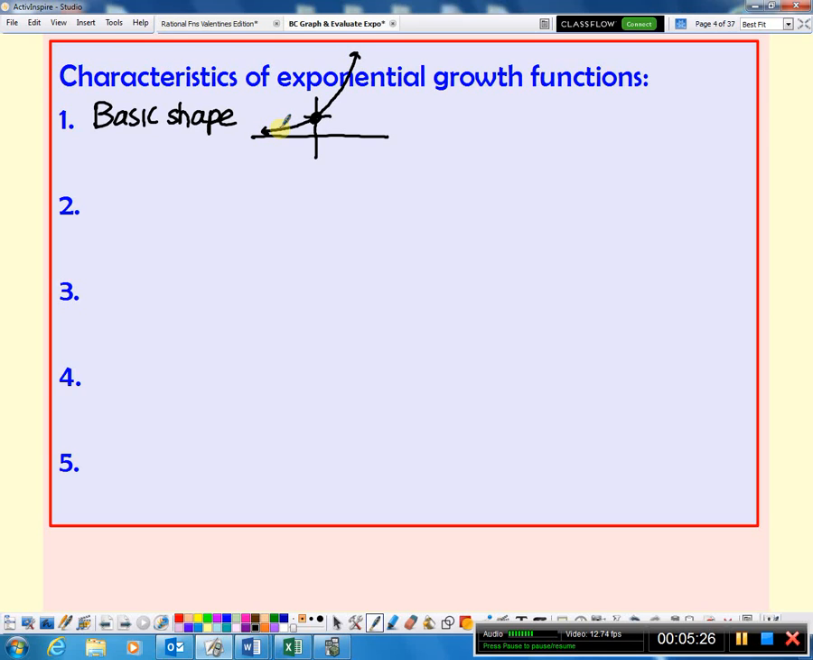Now, your average person couldn't look at that and say, oh, well, that's y equals 2 to the x, or that's y equals 5 to the x. It's okay. As long as you know it's exponential growth, it's enough information to work with it throughout calculus. Now, what are some of the features of this graph?